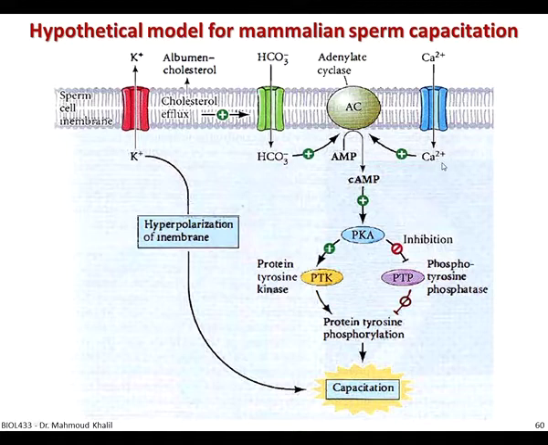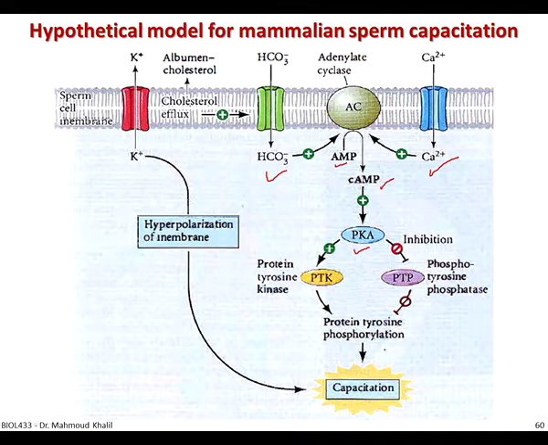The internalization of calcium ions together with bicarbonate ions will activate the adenylate cyclase enzyme, which exists in the cell membrane and converts ATP into cyclic AMP. The increase of the concentration of cyclic AMP in the cytoplasm will activate a kinase called PKA. This PKA is important in activating another kinase called protein tyrosine kinase, and it inhibits the counterpart, the phosphotyrosine phosphatase, which leads to dephosphorylation. In order to sustain the phosphorylation signal, it needs to inhibit the phosphatase.